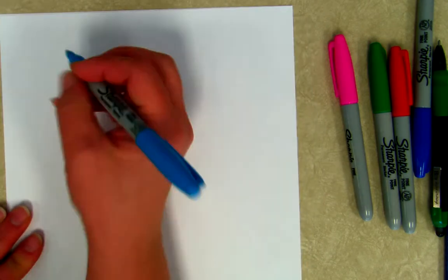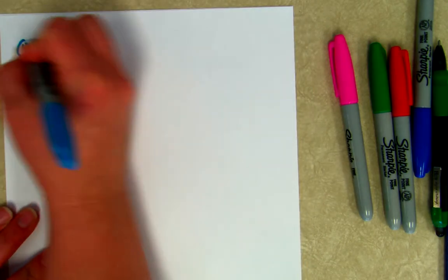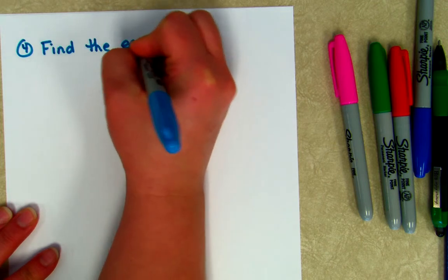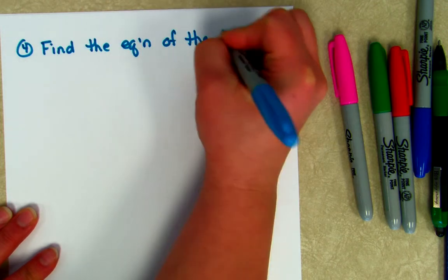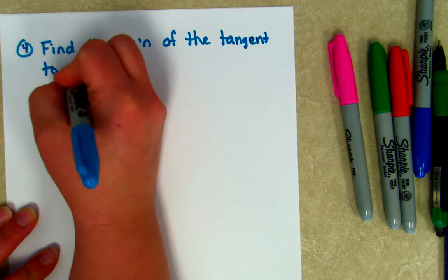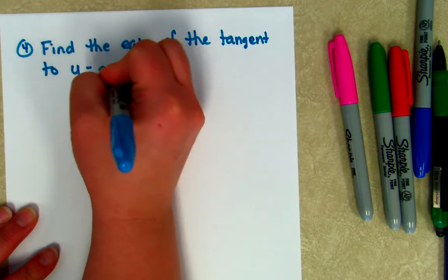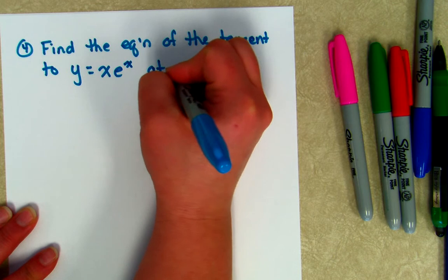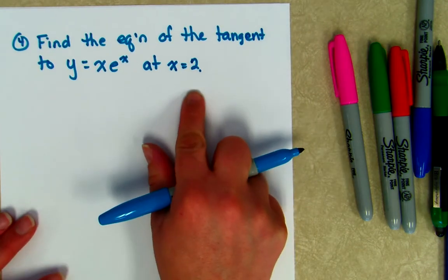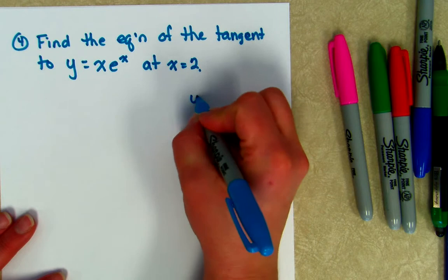And one more example where we actually find the whole equation of a tangent with an e to the function. So find the equation of the tangent to y equals x e to the x at x equals 2. So again, whenever they want an equation of a tangent, I'm looking at modified slope.